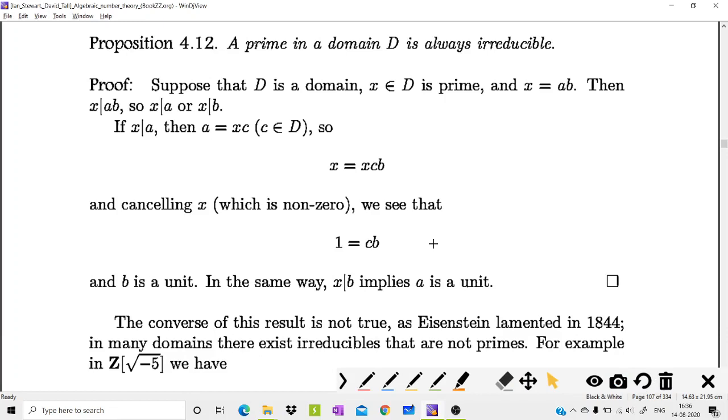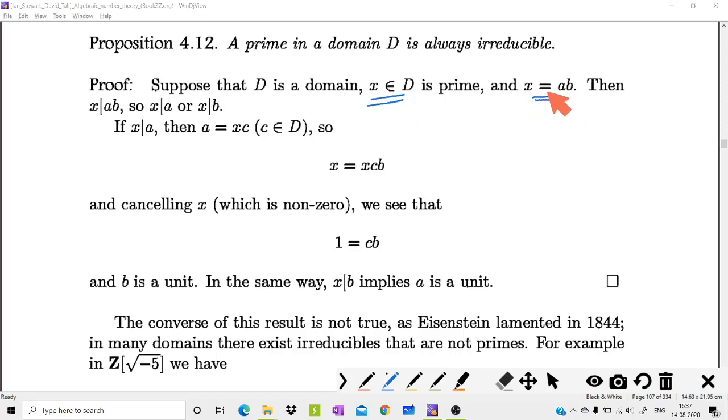Now we'll prove that a prime number in a domain D is always irreducible. Irreducible means there is no proper factorization. So by assuming the definition of prime, x divides a or x divides b whenever x divides ab, we'll prove that this x has no proper factorization. So first you assume that this x is an element of D, and of course it's a prime element. Then we will prove that there is no proper factorization for this x.